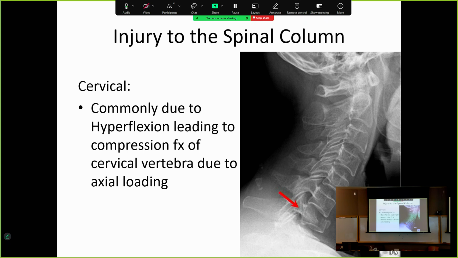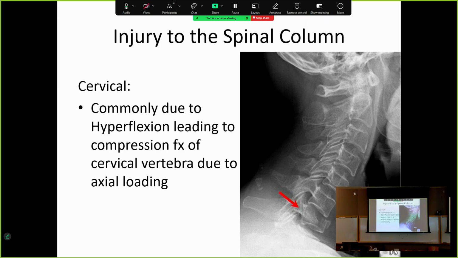This is a blowout fracture at the bottom of the cervical vertebra from an axial load. Like the karate demonstration, you load the energy down through. There's nowhere for it to absorb until it gets to a weak point, and then it blows out the cervical vertebra. Yeah, it blows out the cervical vertebra. These people end up paralyzed.